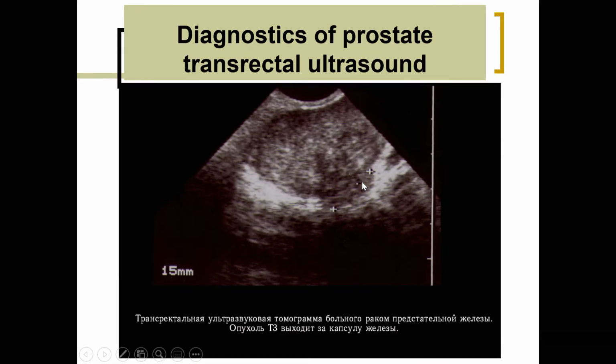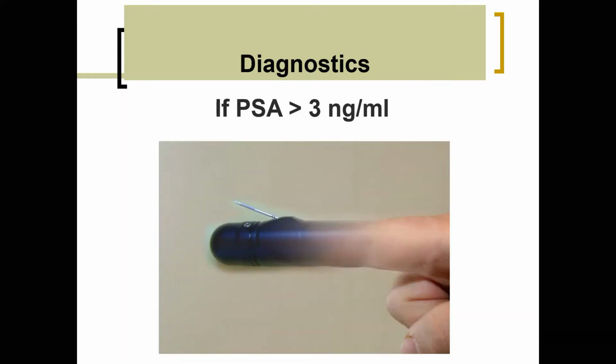The diagnostics of the prostate: transrectal ultrasound. We can see the contours of the prostate gland and the change in hypoechogenicity and the contours of the prostate gland on the peripheral part of the tissue. So here we can see that the tumor is spreading out of the prostatic capsule, which means that it is T3.